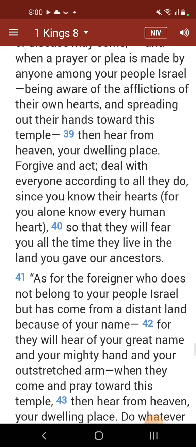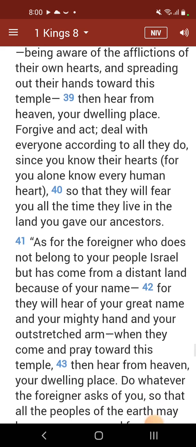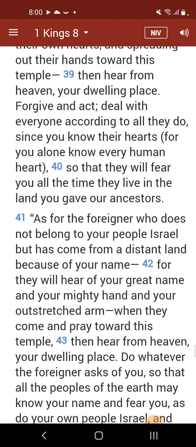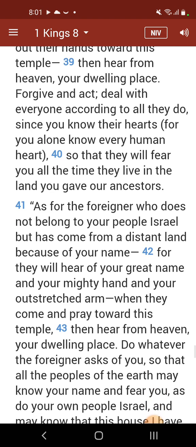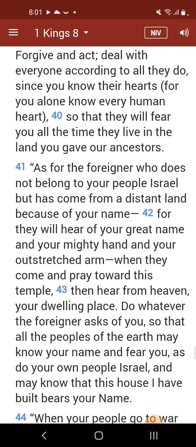Forgive and act. Deal with everyone according to all they do, since you know their hearts, for you alone know every human heart, so that they will fear you all the time they live in the land you gave our ancestors.